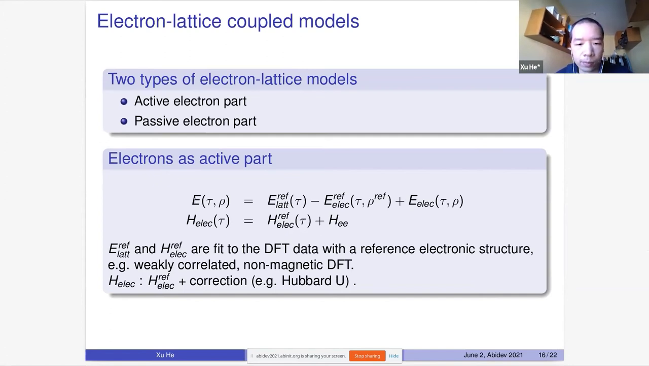Then we fit the electron Hamiltonian, which is a tight-binding-like Hamiltonian, to the same DFT data. Then we could add some correction.